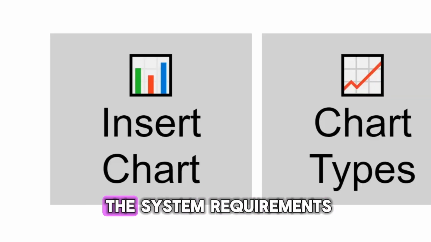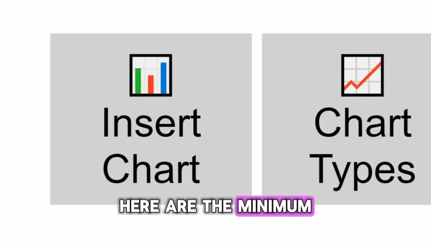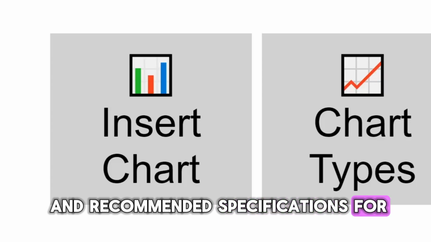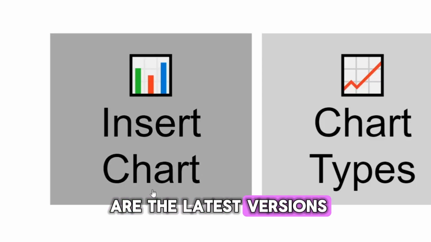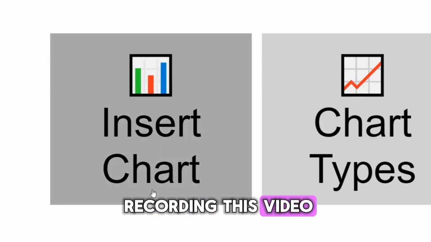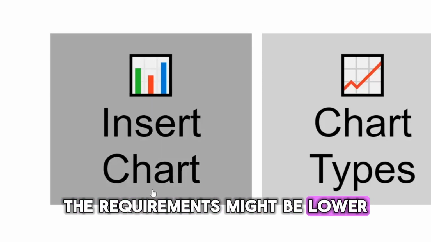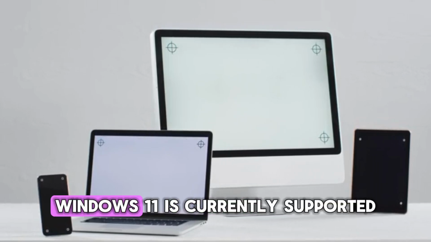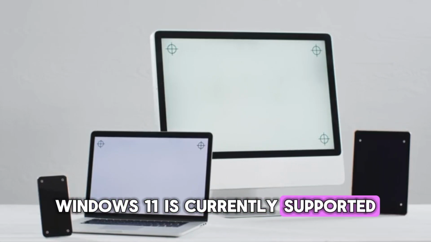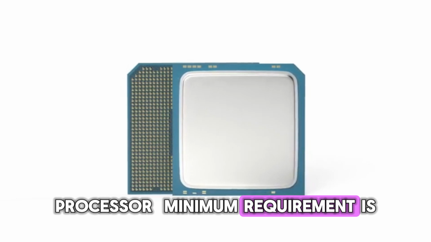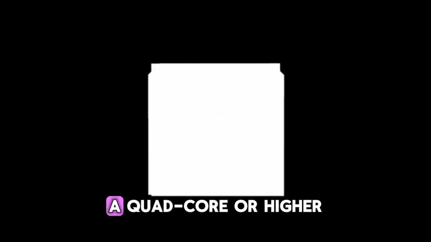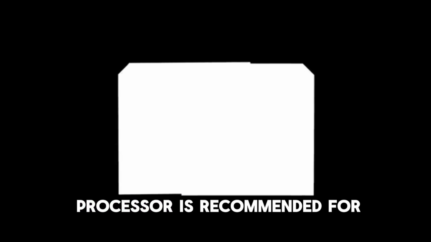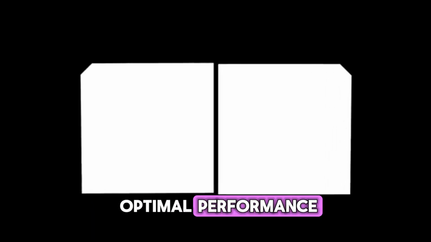If you're wondering about the system requirements, here are the minimum and recommended specifications for Windows and Mac OS. Please note that these are the latest versions at the time of recording this video. For older versions, the requirements might be lower. Windows 10 or later. Windows 11 is currently supported. Processor. Minimum requirement is a dual-core 2 GHz processor. However, a quad-core or higher processor is recommended for optimal performance.